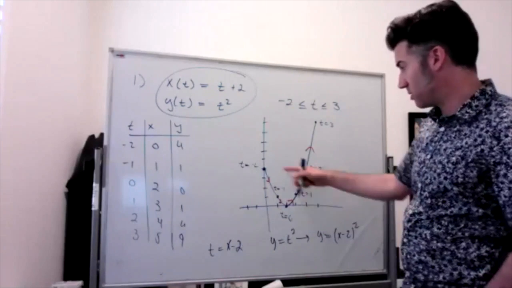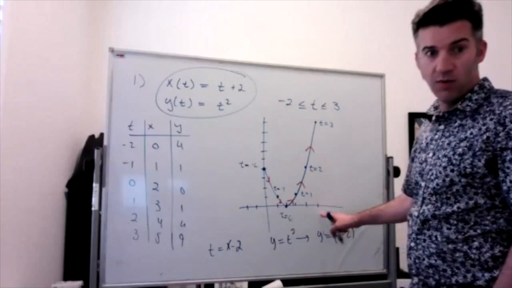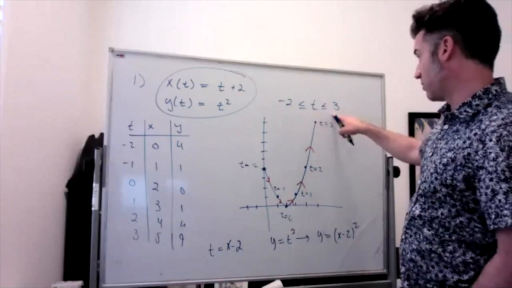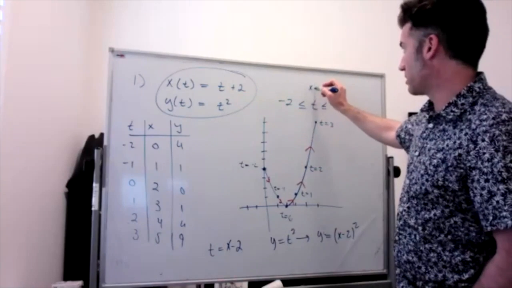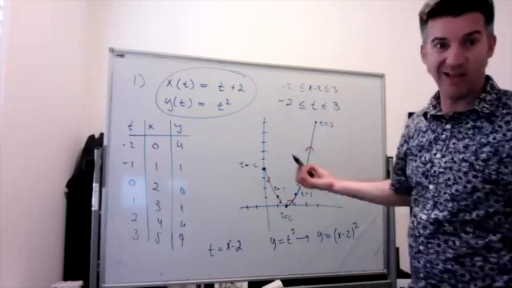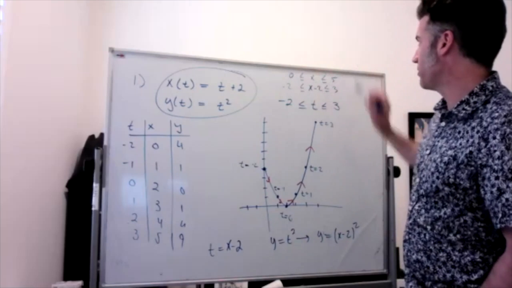Right? We have the piece of this graph between x equals 0 and x equals 5, which is the same as being between t equals -2 and t equals 3, right? If t is between -2 and 3, and t is equal to x minus 2, then x minus 2 is between -2 and 3, and you can add 2 to everything to get 0 less than or equal to x less than or equal to 5.